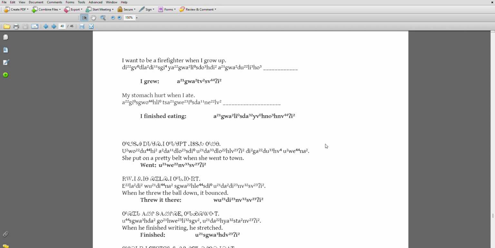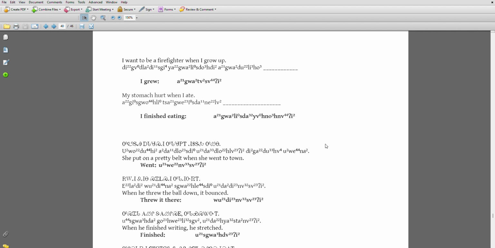She put on a pretty belt when she went to town. Uwoduhi adat lost. Udad lotlai. Tigaduha. Uwena. That means when she went. But went is uwena sa'i. But we just say uwena when she went.